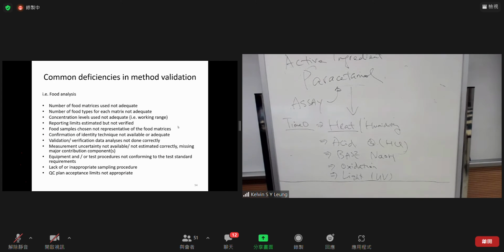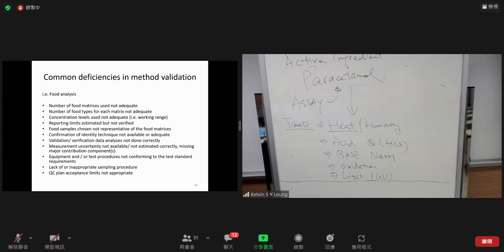So the method validation characteristics items have been gone through. Here we'll list out some of the deficiencies in the method validation, and you have to take note of that. Okay, this is just some of the examples to let you know. In the food, maybe you don't follow exactly the number of the food matrices and the food types, as I have just mentioned.